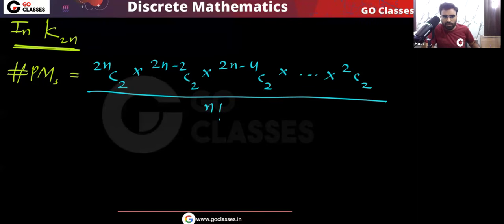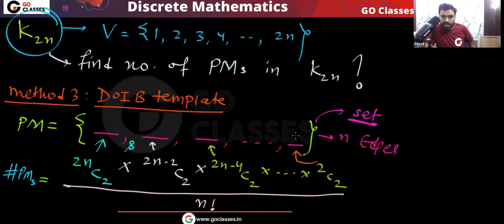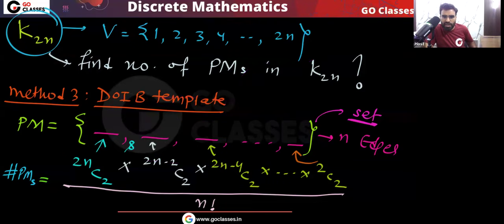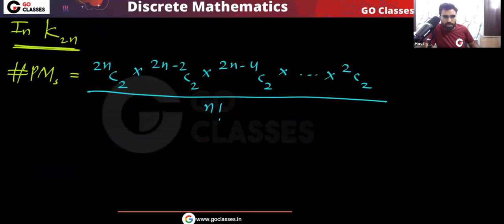The reason I told you is that these n edges, if I arrange them, then a total of n factorial arrangements are there. All those arrangements describe the same set, because a set is an unordered collection of items. So all those n factorial orders will describe the same perfect matching. So we are dividing by n factorial.